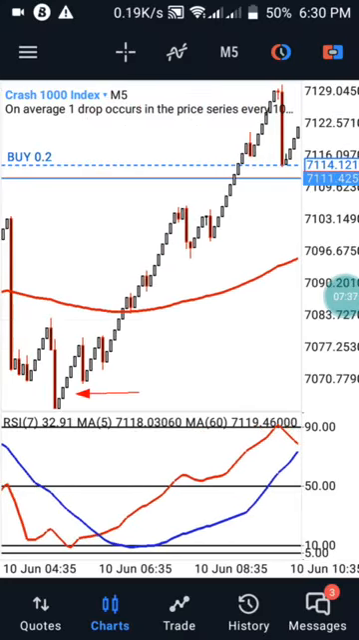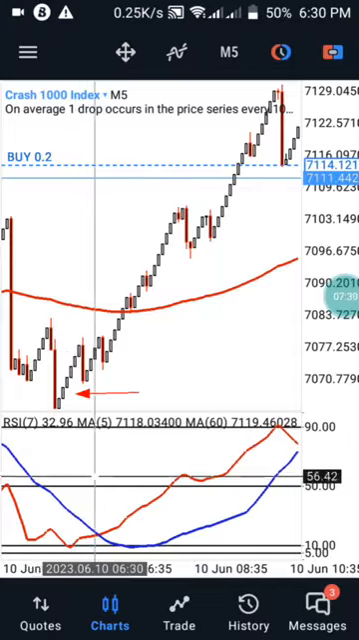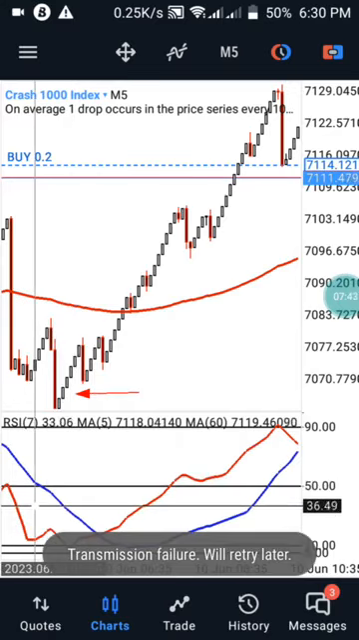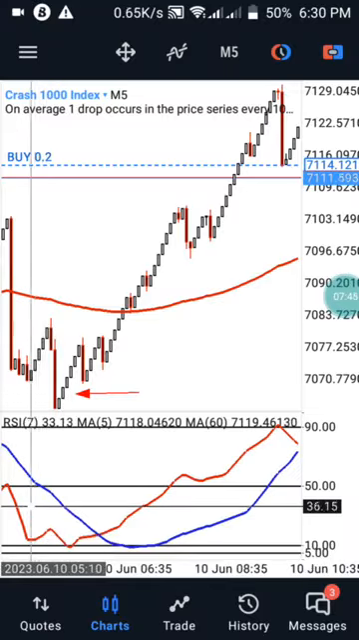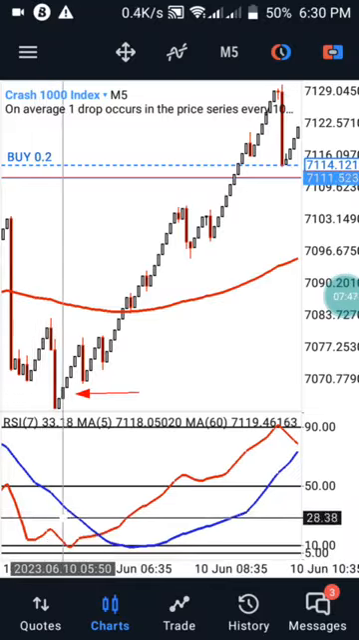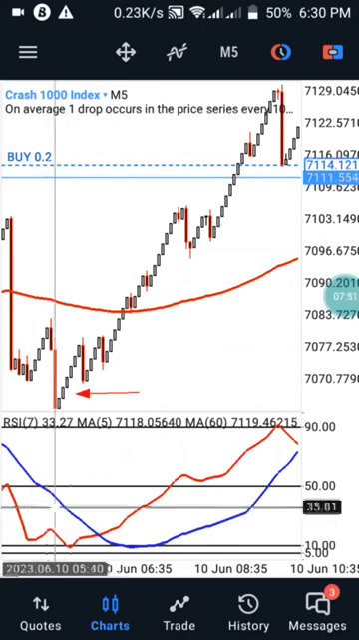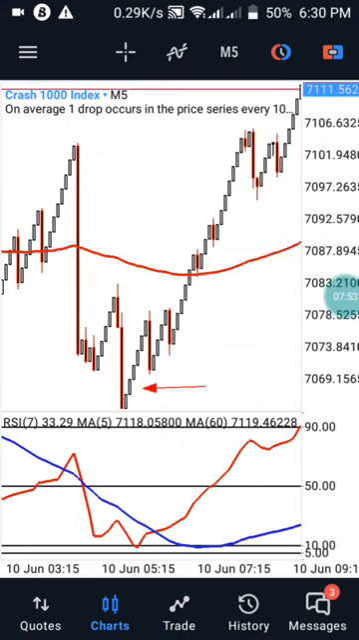You see, let's check this. We have another confirmation at this area. You see, we have our red line on our 90 here, and we also have it at the 90 level here. We have it at the 10 level here. We have it at the 10 level here. So we have 2 confirmations at this particular area.